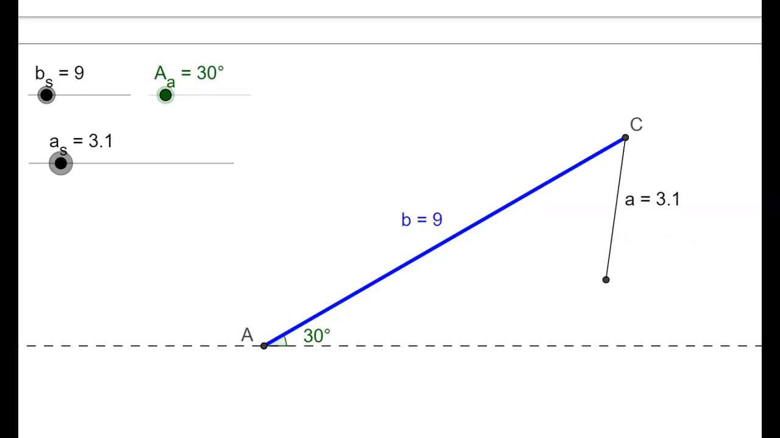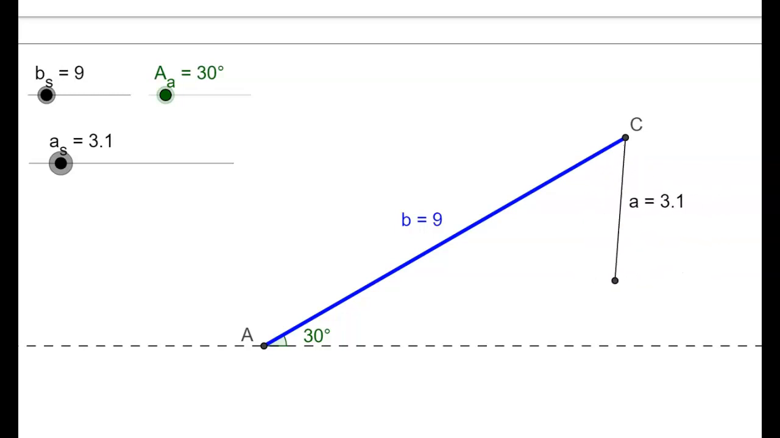No matter how we swing that 3.1 side, which we can swing because we don't know what angle C is yet, we can swing it as much as we want. No matter how we swing it, that side length will never be long enough to create a triangle. So we would have to solve to know that 3.1 is not long enough. This is a no triangle problem. So that's case number one. You could end up with no triangles.